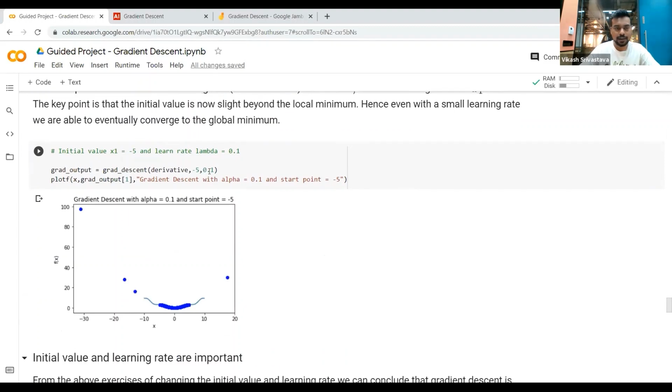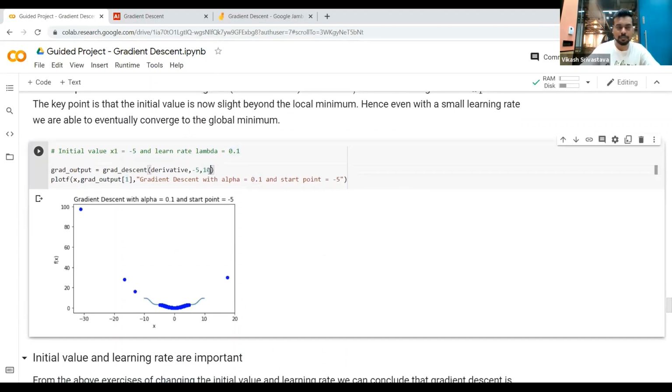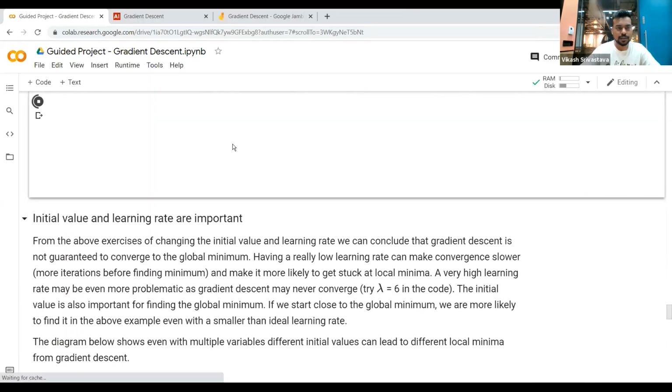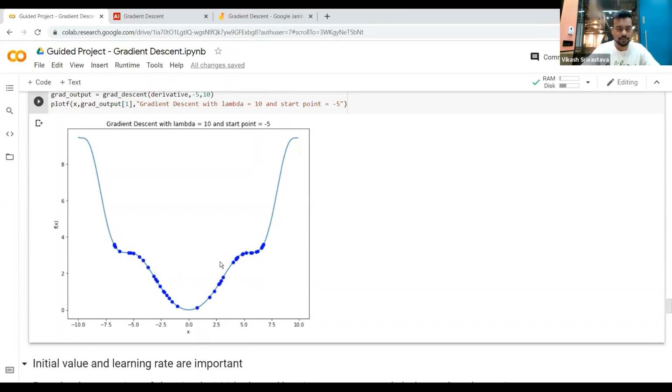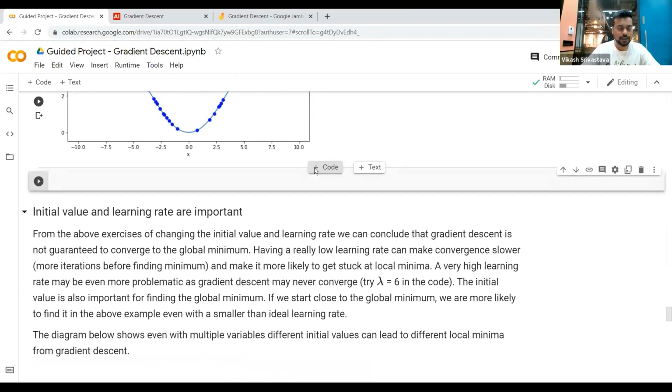So let's say I start at -5 and my lambda is 10. It's pretty high. So I have a very large alpha, or sorry, lambda, that is our learning rate, and our starting point is, let's say, -5. Let's see what this gives us. Here, as you can see, it kept rocking back and forth. And finally, let's see what output it has.